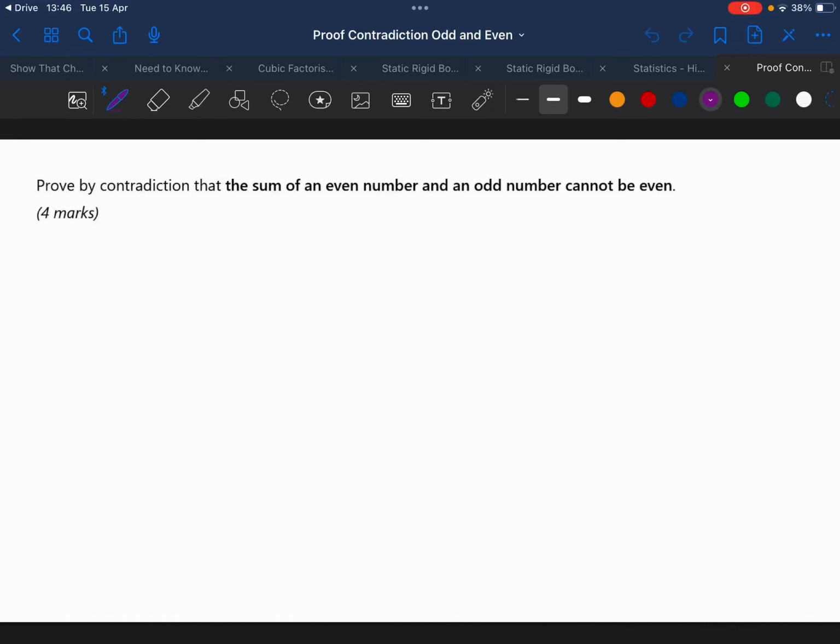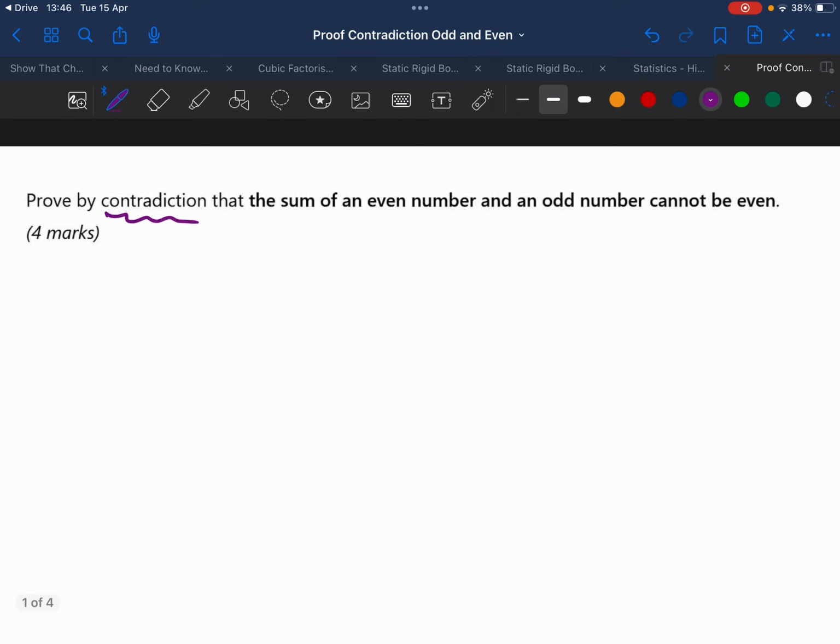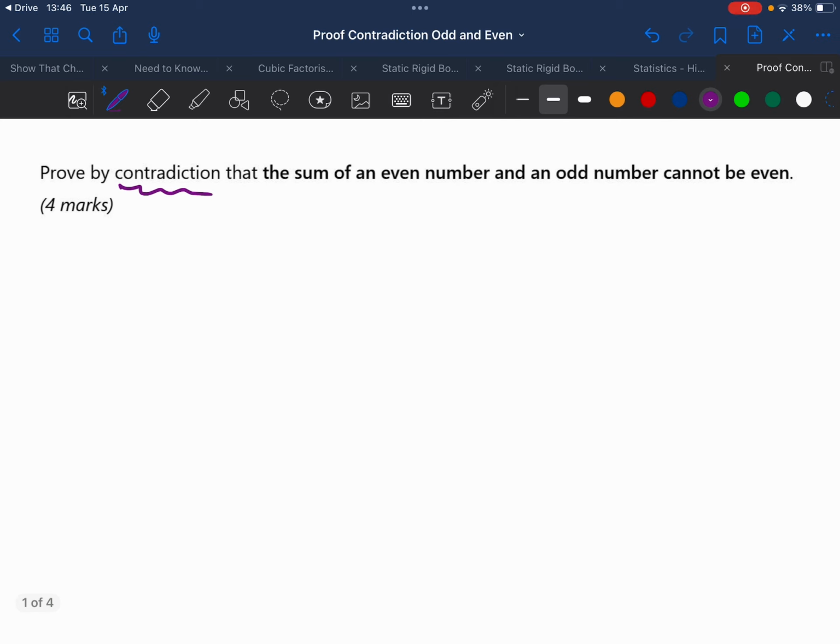For this video, we're looking at proof by contradiction. In particular, we're going to start off with some relatively nice examples about odds and evens and so on. So, proof by contradiction that the sum of an even number and an odd number cannot be even.